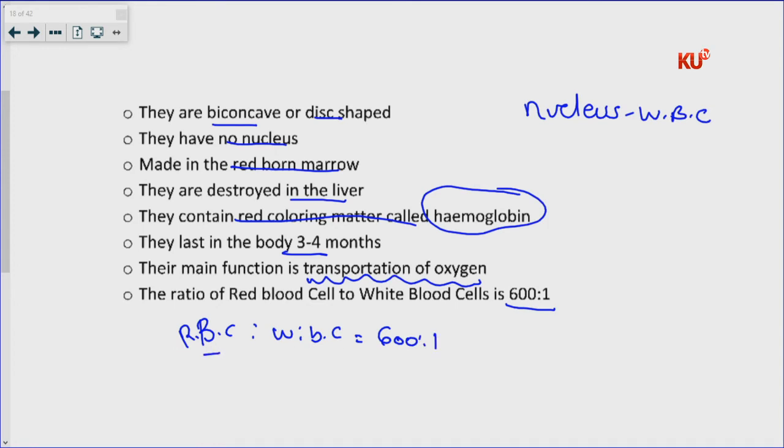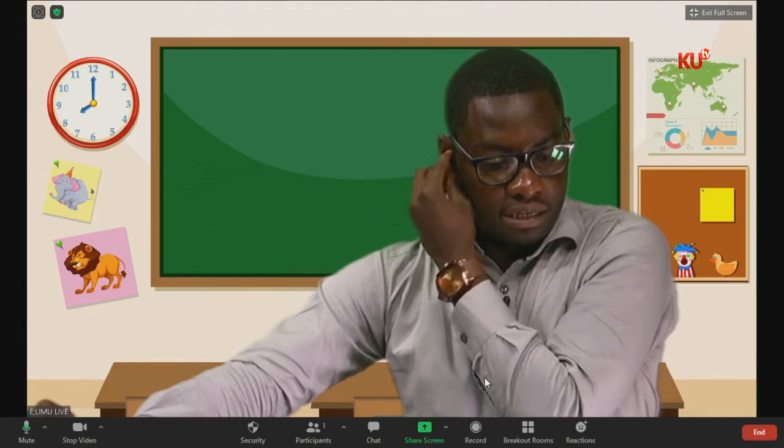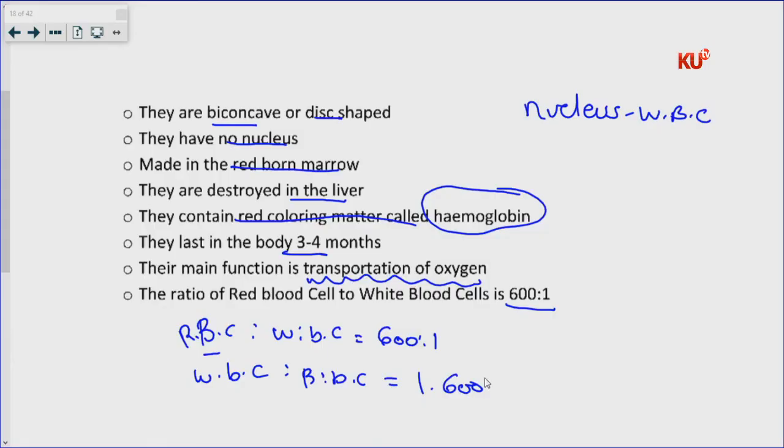Remember, we said white blood cells are less. An examiner can twist it and ask you the ratio of white blood cells to red blood cells. So remember, it will now change. It will be 1:600. Don't cram, but understand. It is always important to understand and not to cram. So we look at a question in KCPE, our third question that was brought on that subtopic that you have just looked at.